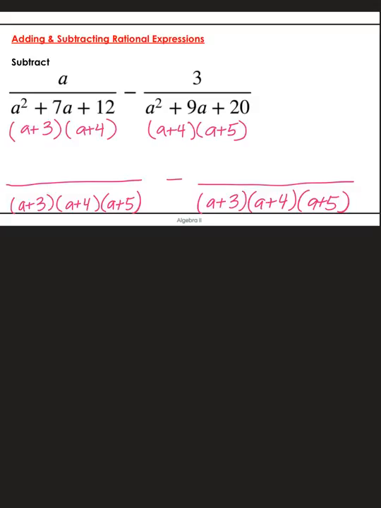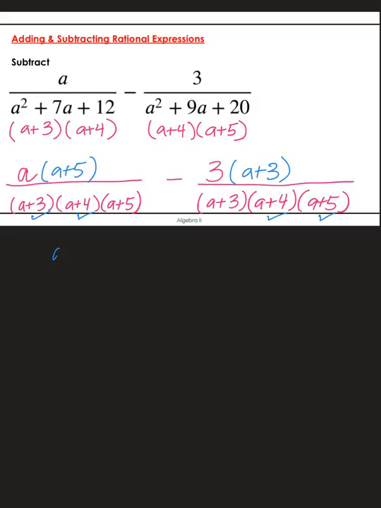So if I look here, there's already an a, so I'm going to write that a. And if I look here, there's already a 3, so I'm going to write that 3. So now I need to figure out what I'm going to multiply by. Well, I see that I have a plus 3 and a plus 4, so that's there and there. So I now need an a plus 5 to match the denominator. Here I have a plus 4 and a plus 5, so I need an a plus 3 because that's what matches the denominator. So then I'm going to multiply out my numerators.